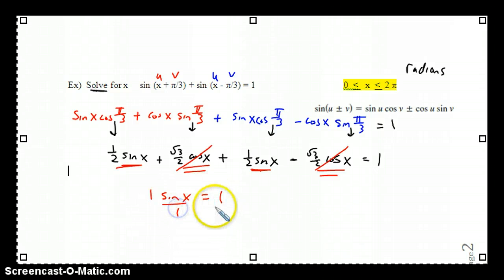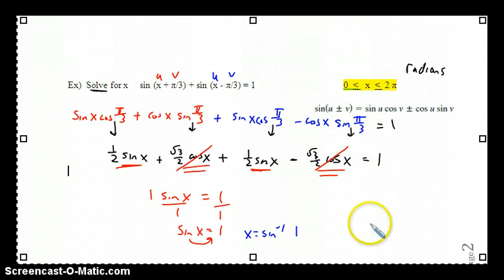So if I divide by 1 and move the sine over by taking the inverse, what it's really wanting me to find is, look at your unit circle and give me all of the angles that have a sine of 1 in radians one time around the unit circle. So if I go up to my unit circle, I'm finding that the only angle that has a sine of 1 is pi over 2.